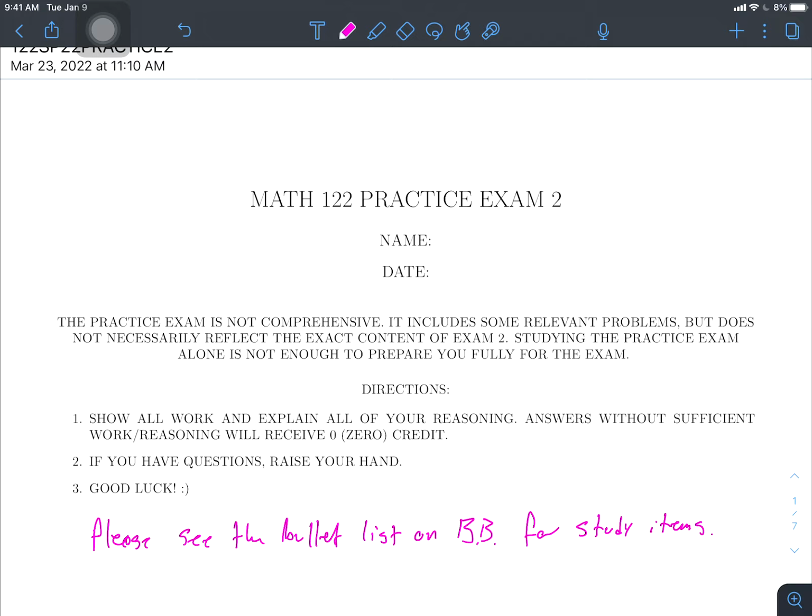If you want to see a list of things which you should be studying for the exam, then go to the Blackboard page, and I posted a bulleted list with some items which are basically non-negotiable for the exam and some items which you should also be aware of. So you can find that on Blackboard if you need. Okay, so let's just get started.